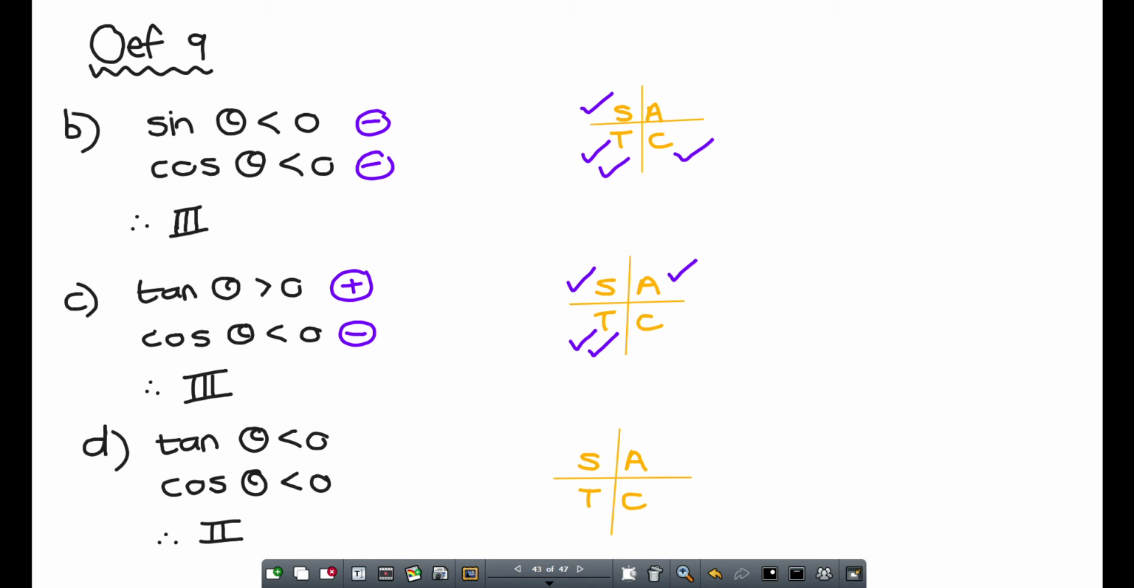Okay. Then D. D says tan theta must be less than 0, meaning tan theta would be negative. And where would that be? It's going to be in the second and the fourth. Waar is cos theta kleiner as 0? Met ander woorde, cos moet ook wees negatief. En dit sal wees in kwadrant 2 en 3. Oeh, dit lyk nie nou lekker daar by 2 nie.